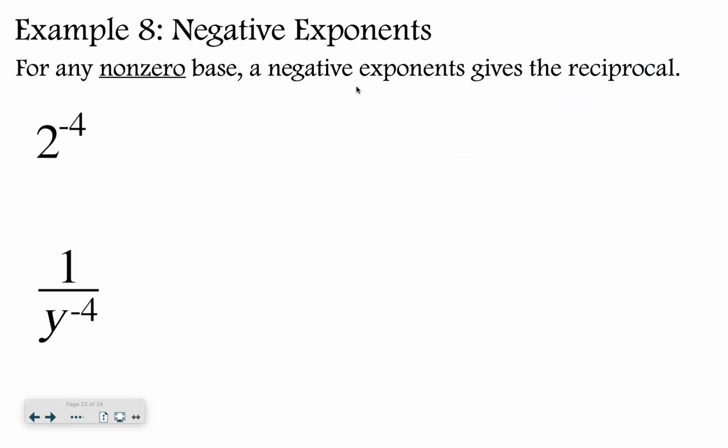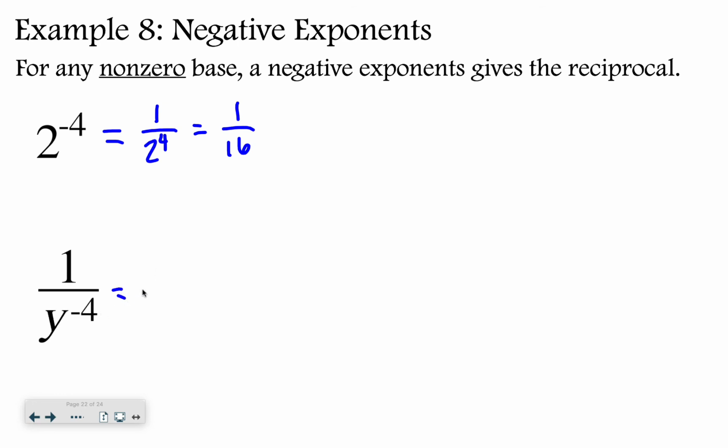So negative exponents. For any non-zero base, that means this cannot be 0. A negative exponent gives the reciprocal. So what that means is 2 to the negative 4th power is actually the same as 1 over 2 to the 4th, or 1/16. Down here, I have 1 over y to the negative 4th.